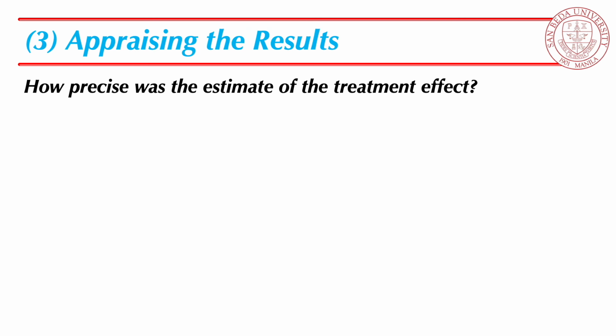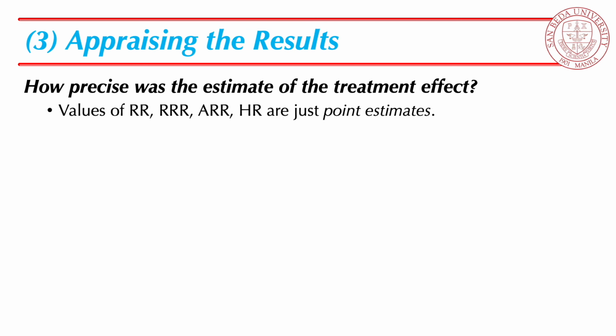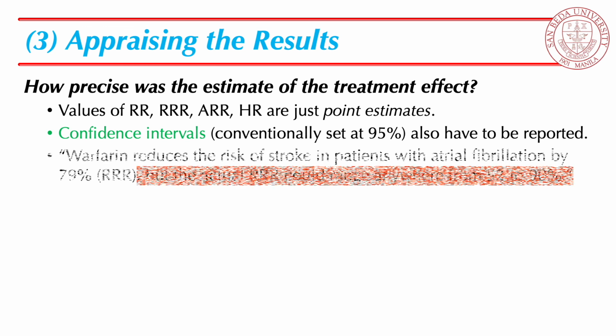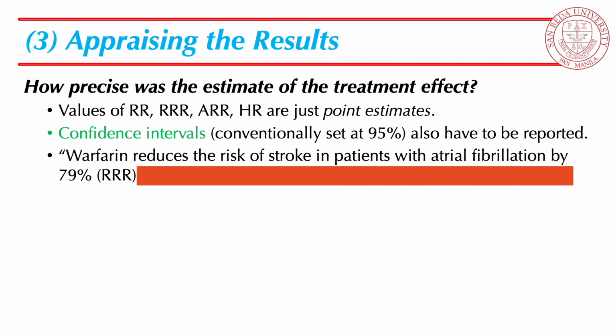Now, in the previous discussion, I have been presenting values for the different treatment effect measures. Now, these single values are but point estimates. Confidence intervals have to be reported. Let us take this statement for instance. Warfarin reduces the risk of stroke in patients with atrial fibrillation by 79%. Now, such statement does not accurately reflect uncertainty, and this is usually due to the sample size limitations. Thus, in addition to reporting the point estimate, which in this case is the RRR of 79%, an interval estimate that provides a range of possible values for RRR has to be reported as well.